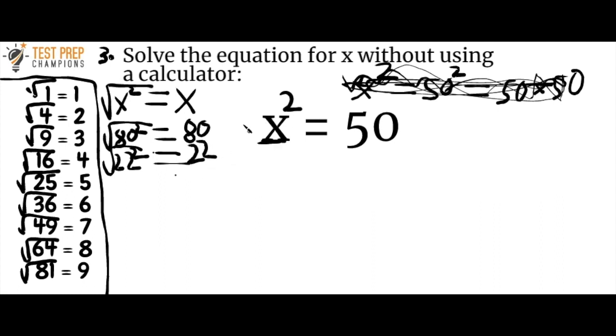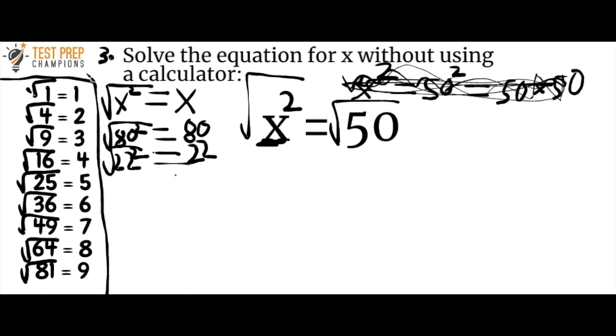We've got this x squared, and if we take the square root of x squared, it's just going to give us x. But whatever we do to one side of an equation, we also have to do to the other. So we're also going to have to take the square root of 50, and we're going to have to find out what the square root of 50 is without using a calculator. That's the strategy here. And how are we going to do that?